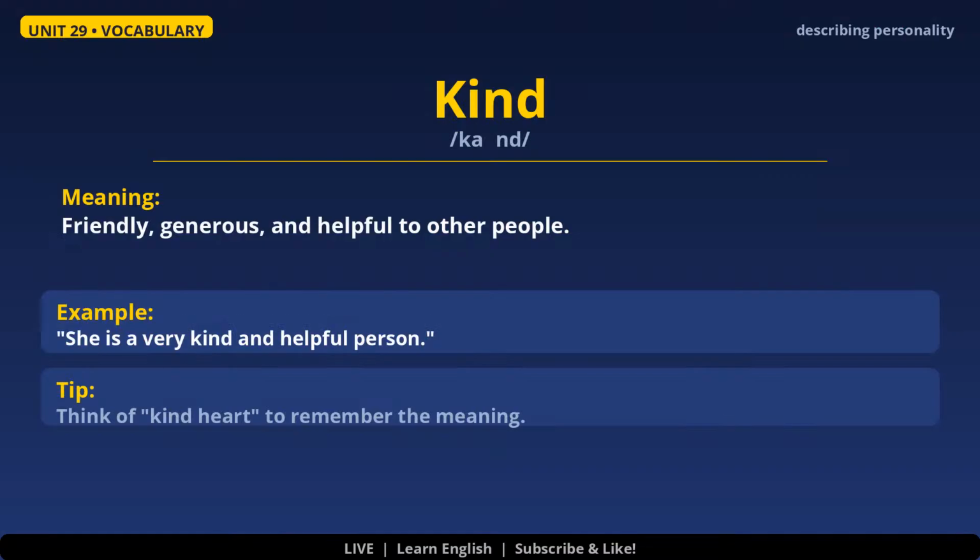The word is kind. Friendly, generous, and helpful to other people. Here's an example. She is a very kind and helpful person. Remember, think of kind heart to remember the meaning.